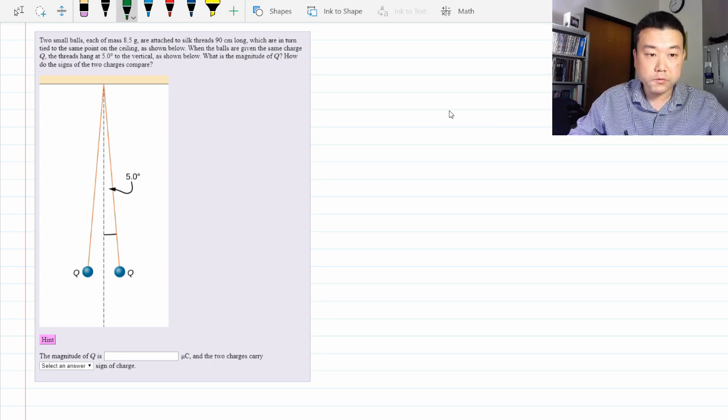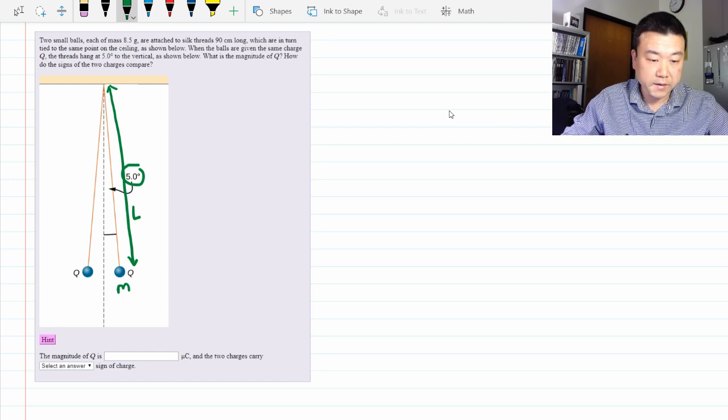So let's review what information is given. 2 small balls, each of some mass, are attached to some threads of some length, which are then tied to the same point, and we are given the angle that the thread makes with the vertical, and the balls are given some charge Q, and they hang like this. And the question asks for what is the magnitude of the charge.